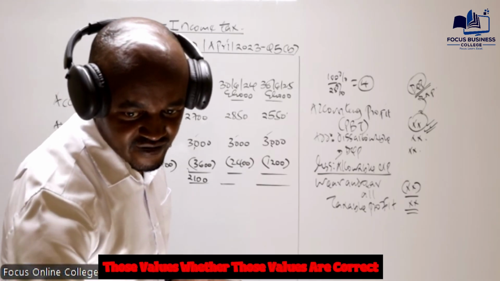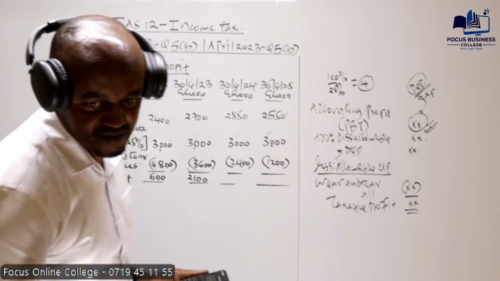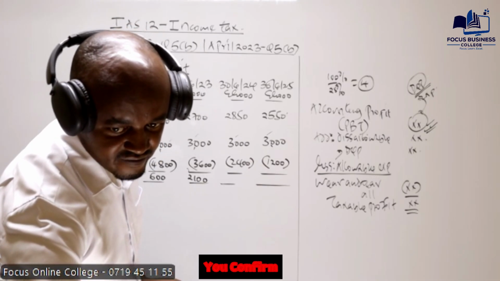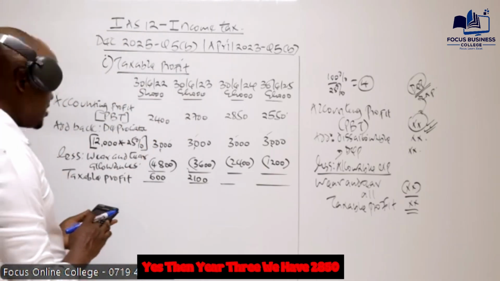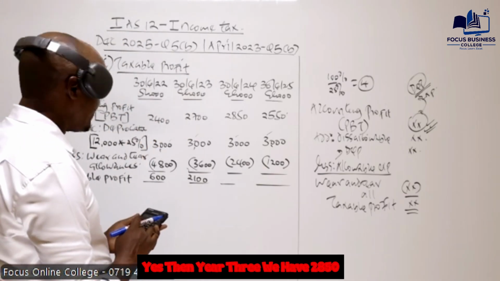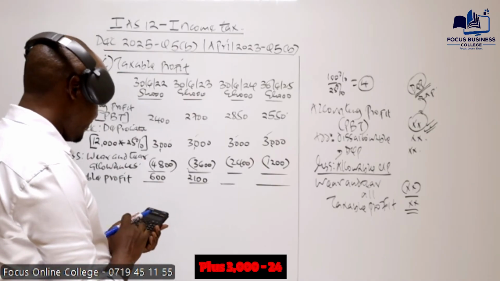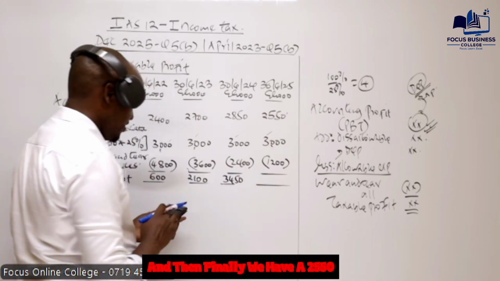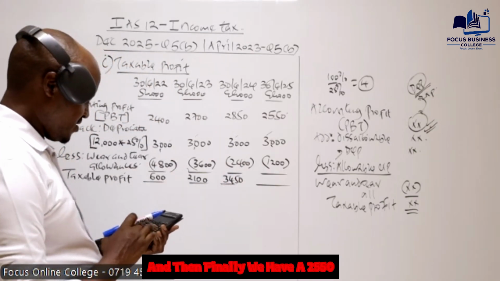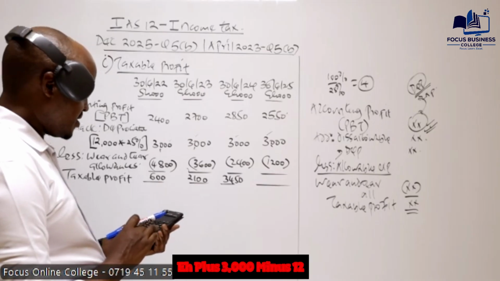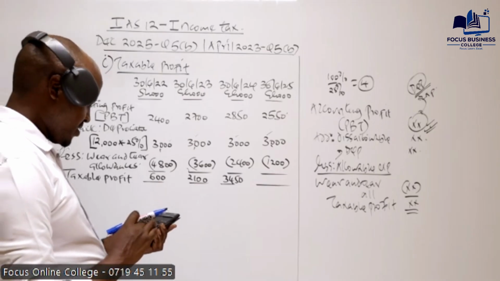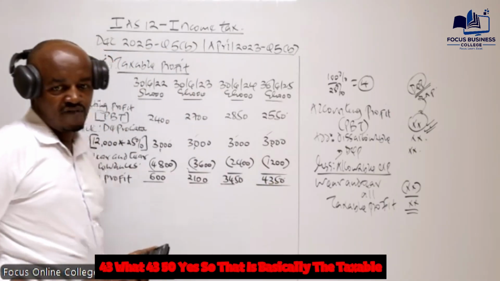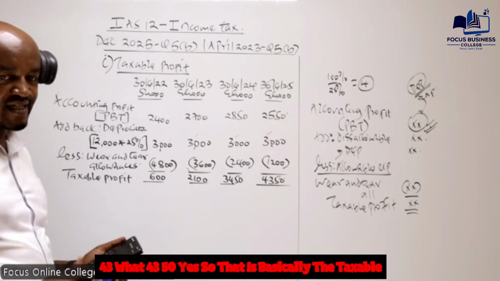Make sure you confirm whether those values are correct. Then year 3, we have 2,850 plus 3,000 minus 2,400, and this one will give us 3,450. And then finally, we have 2,550 plus 3,000 minus 1,200, and I'm getting 4,350. So that is the taxable profit.